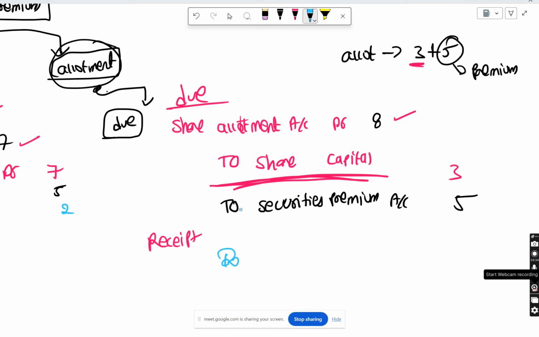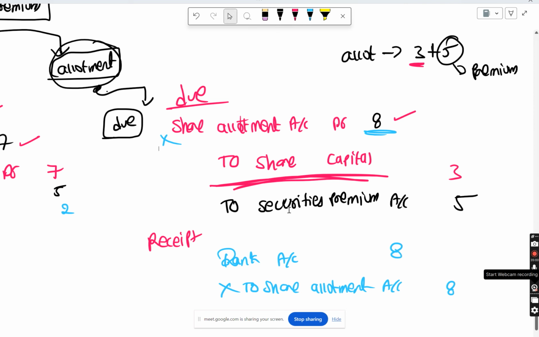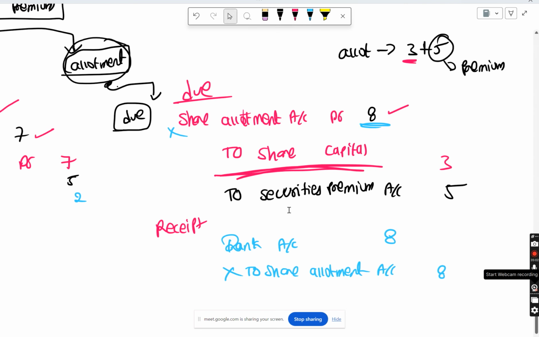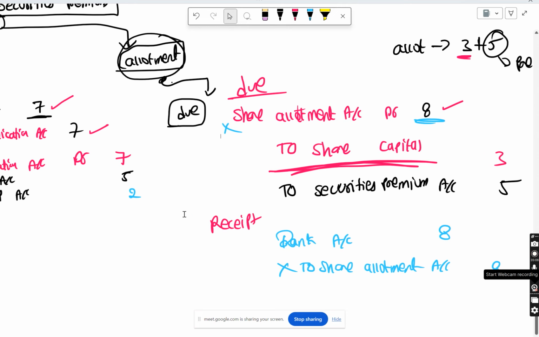Now the receipt entry, assuming that everybody paid correctly: bank account debit, totally we are supposed to receive 8, to share allotment account 8. So this one will get cancelled. Remember, share application, share allotment, share first call, share second call, these are all dummy entries. That means this should get cancelled. That should not be there in our books of accounts. So this is the journal entry when you receive the premium in the stage of allotment.